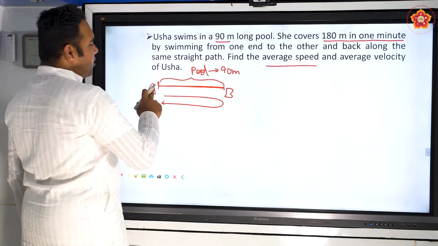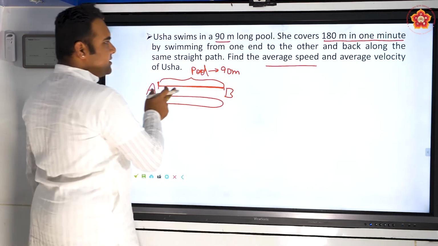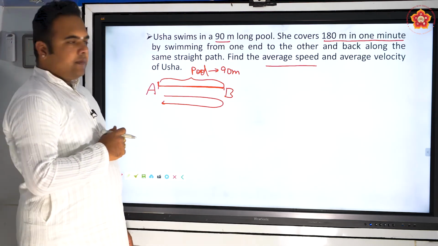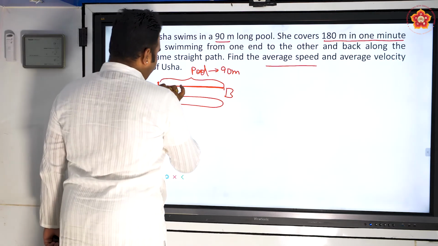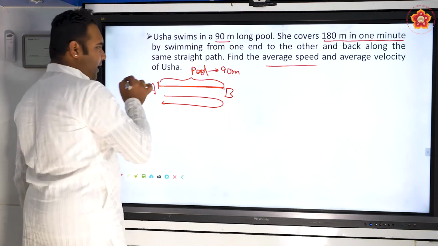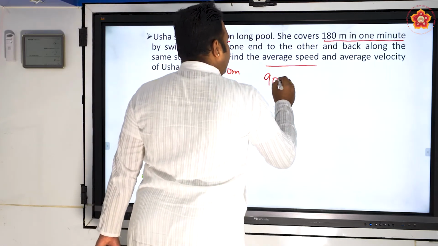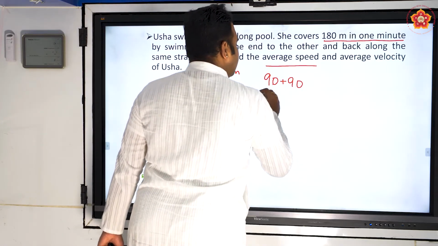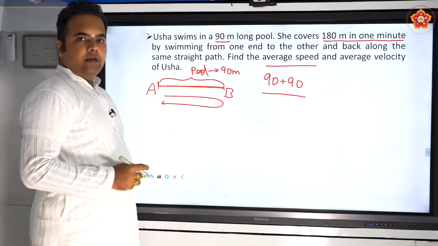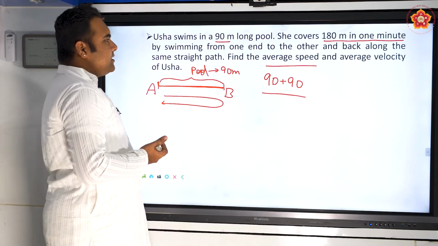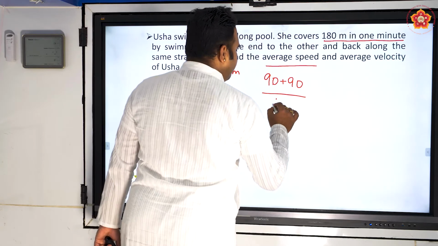Average speed. So therefore, what do we do? 90 plus 90, because this is the distance. She moved from A to B and then from B to A. So average speed will be 90 plus 90 divided by the total time taken. For example, let's say that she took around 40 seconds.